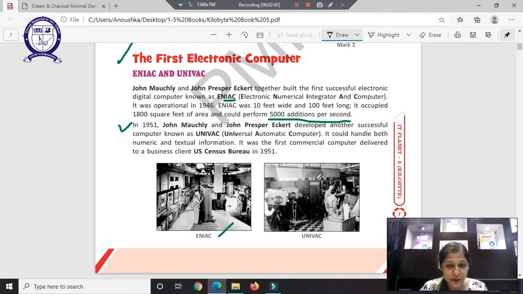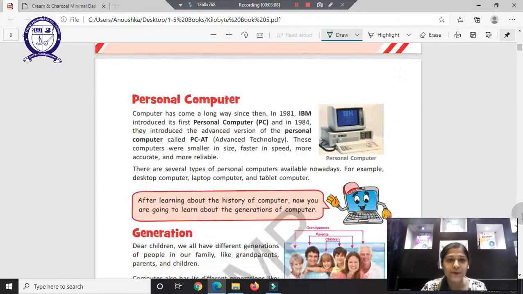In 1951, John Mauchly and John Presper Eckert developed another successful computer known as UNIVAC, Universal Automatic Computer. It could handle both numeric and textual information. It was the first commercial computer delivered to a business client in 1951.